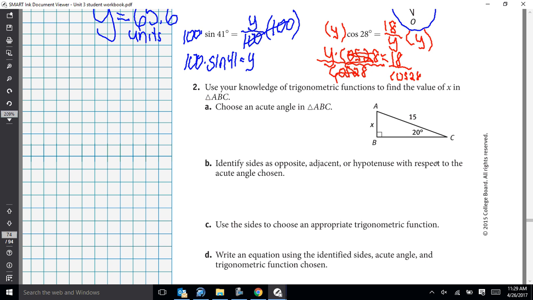So we want to identify sides as opposite, adjacent, or hypotenuse. Circle your angle, and then identify which is the opposite side, which is the adjacent side, and which is your hypotenuse. I'll spoil it. AC is the hypotenuse.